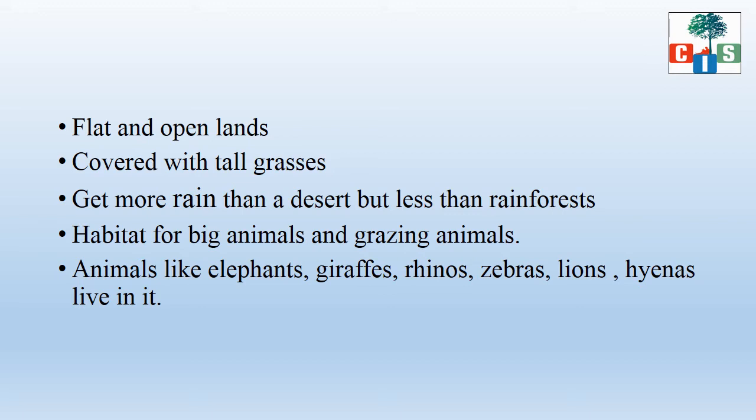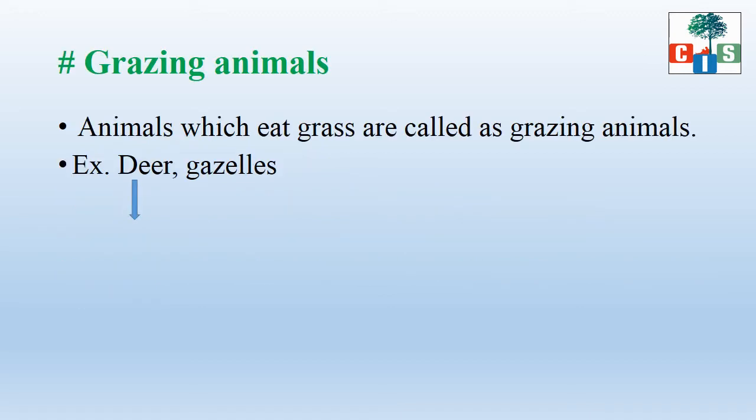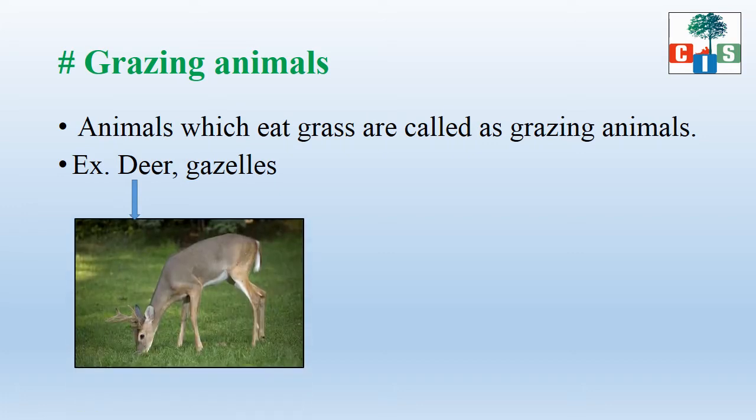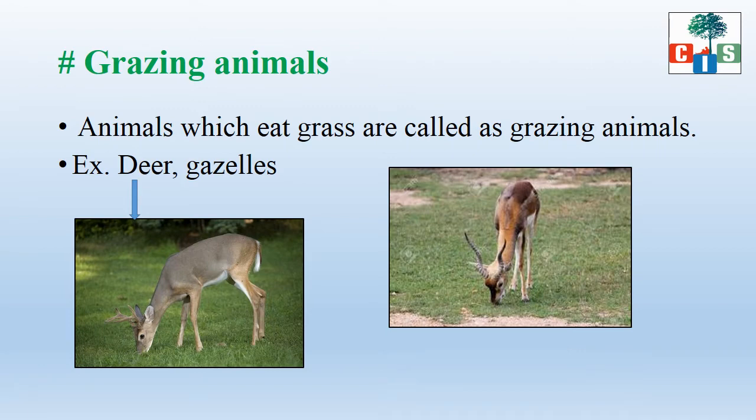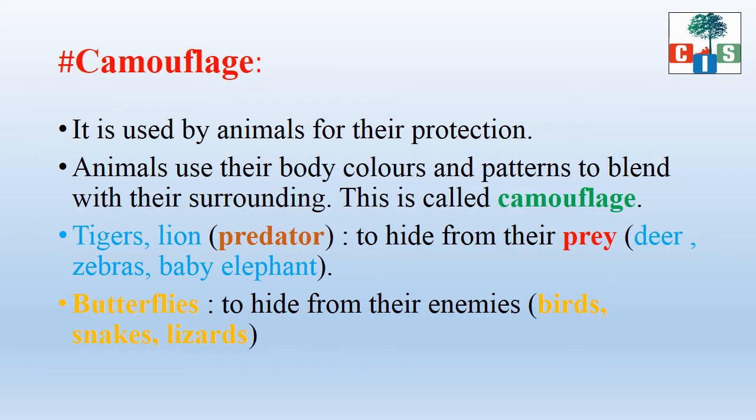And what about the grazing animals? Animals which eat grass are called grazing animals, and the grazing animals of grasslands are deer and gazelles. Here are their pictures. Here you can see deer and gazelles. They are grazing. They are eating grass, so they are called grazing animals.